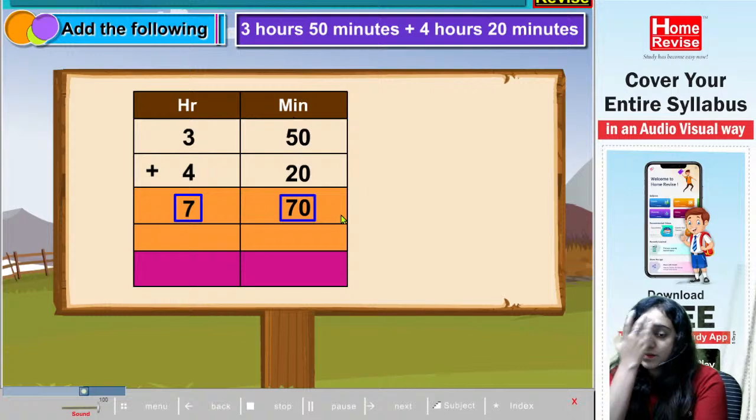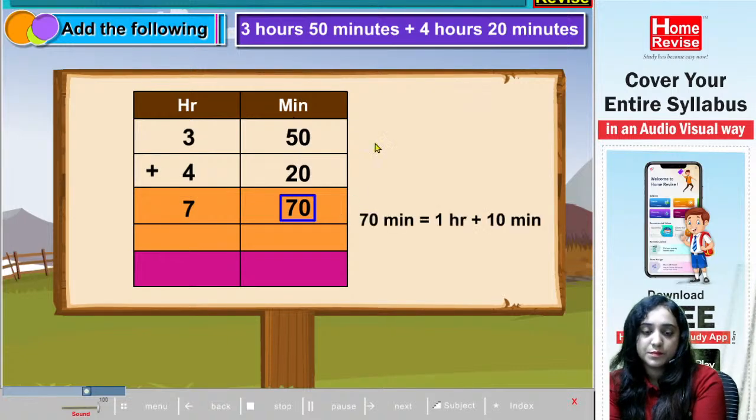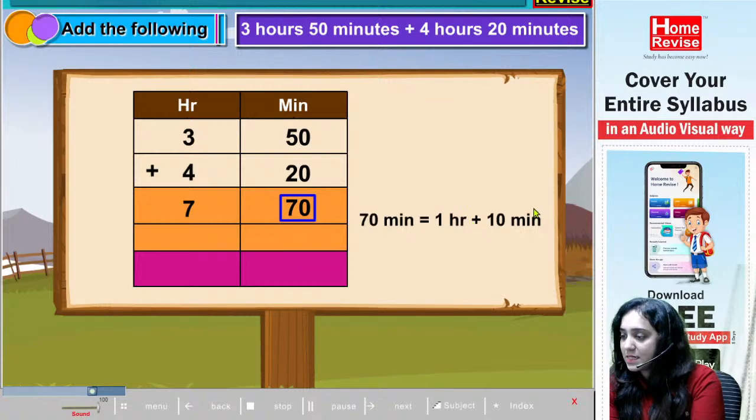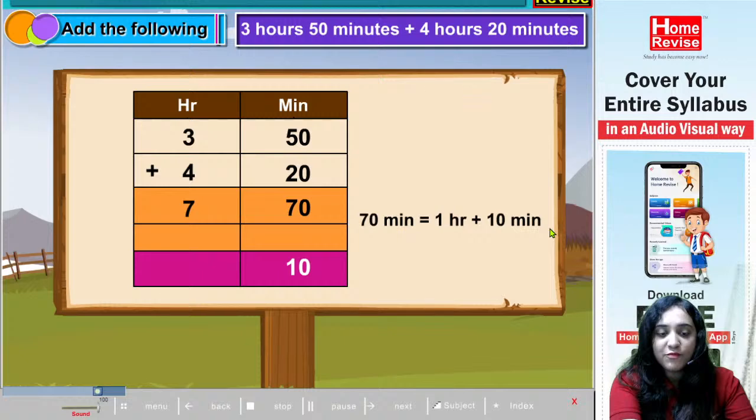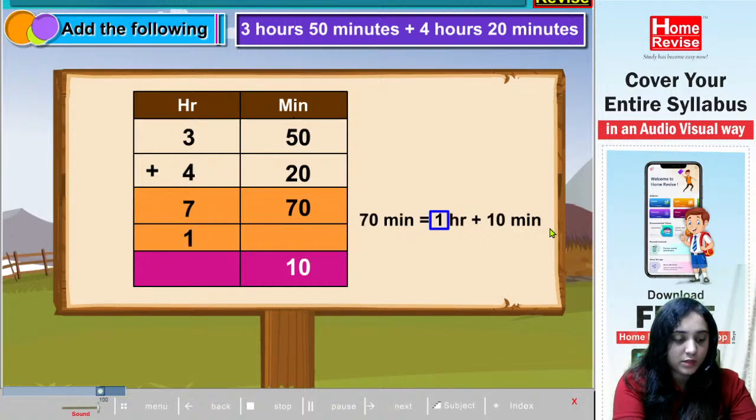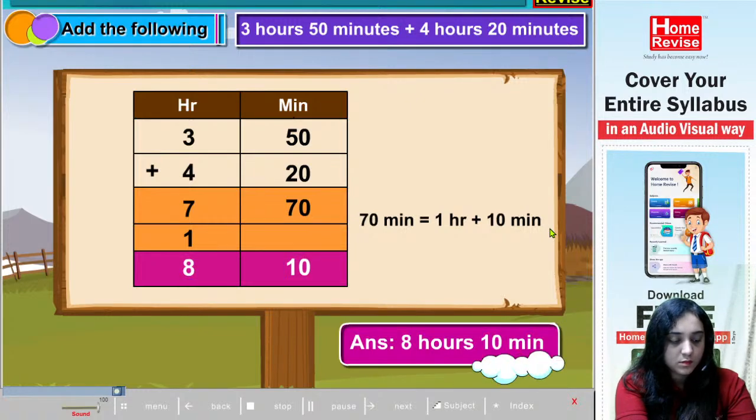But 70 minutes is nothing but 1 hour plus 10 minutes. So now we have 10 in the minutes column and the 1 hour is carried forward in the hours column, where 1 plus 7 is 8. So now we have 8 in the hours column and 10 in the minutes column. Therefore, the answer is 8 hours 10 minutes.